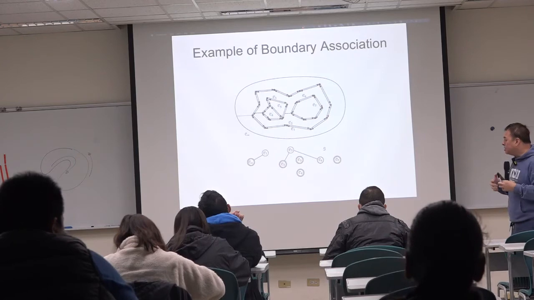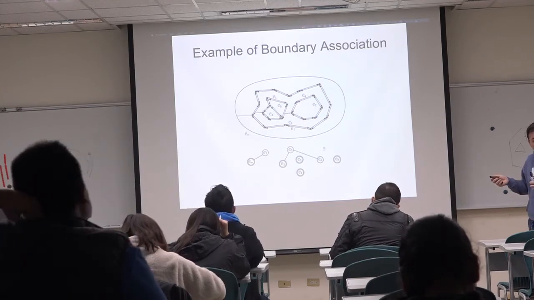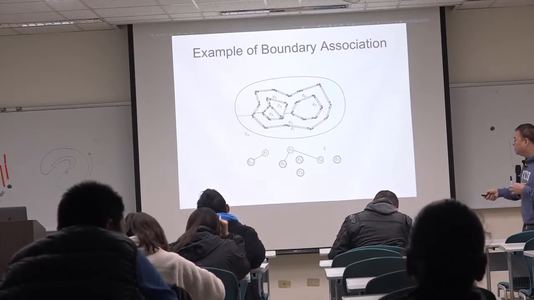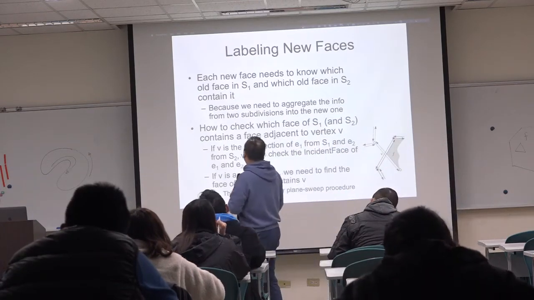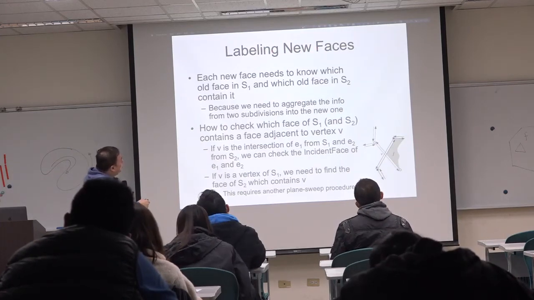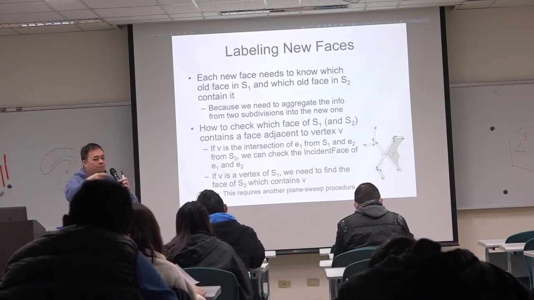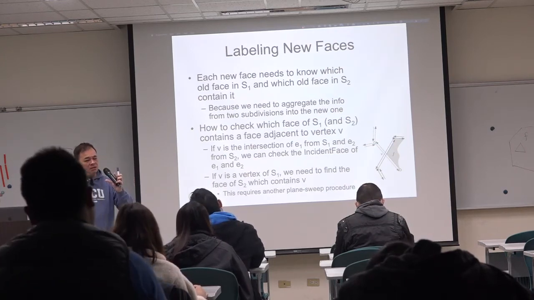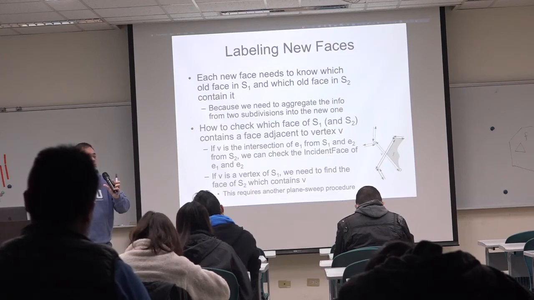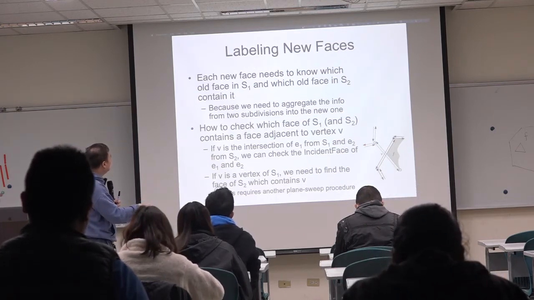You can use this dual graph to determine the association between faces, which is very important. And you also have to label the new faces, because you need to know which previous face in S1 and S2 each new face comes from. So each new face needs to know which old face of S1 and which old face of S2 contains it.